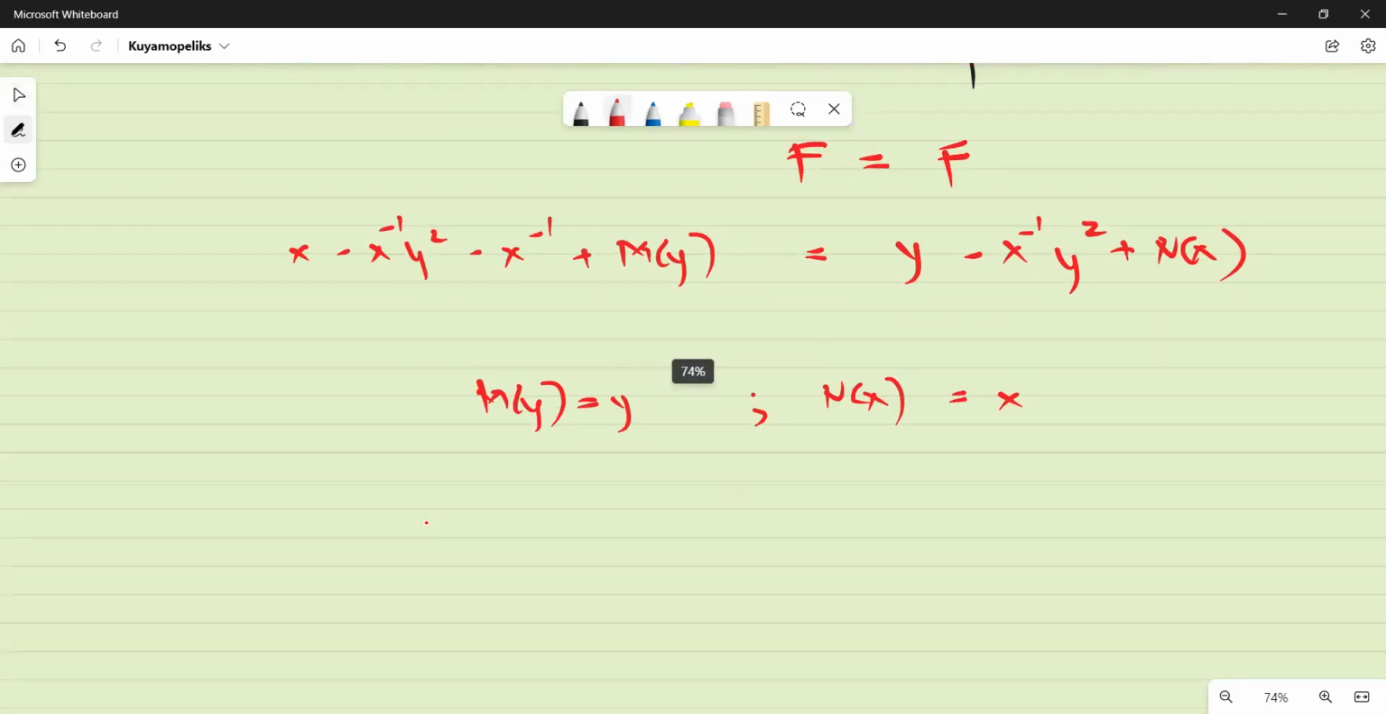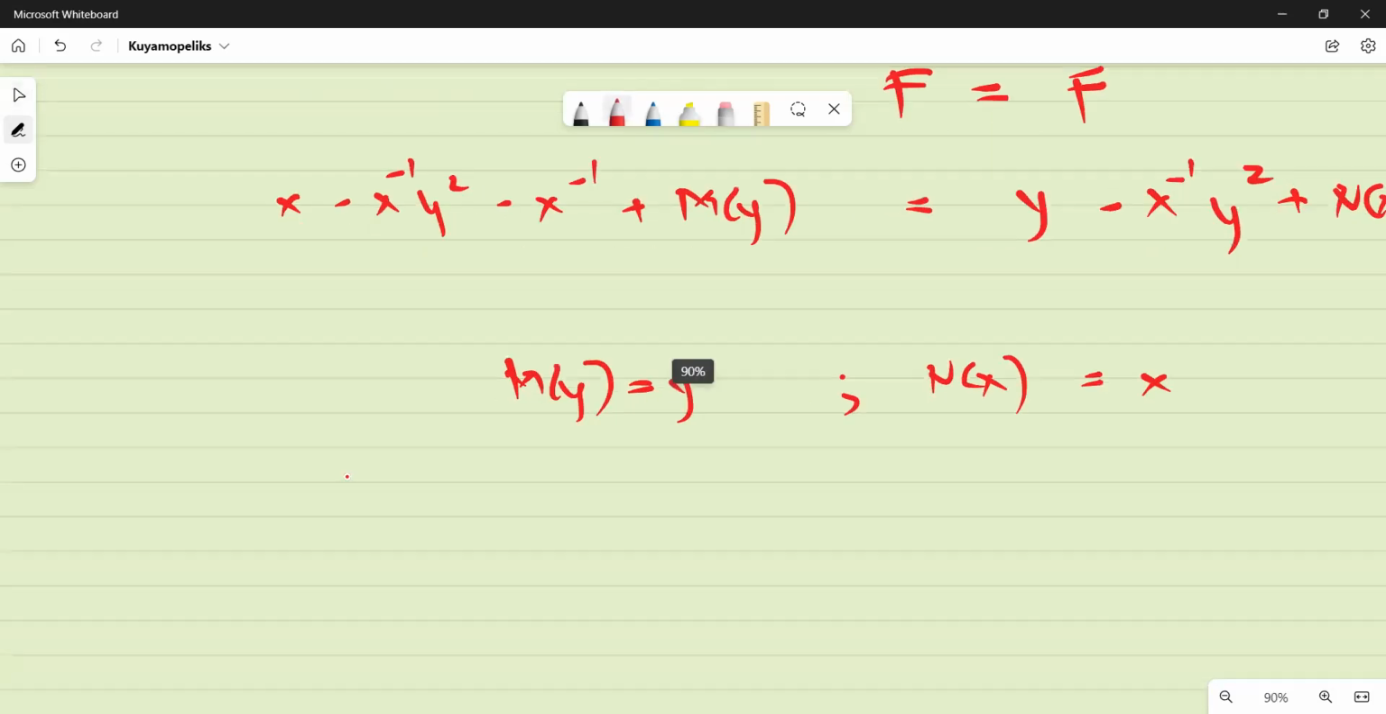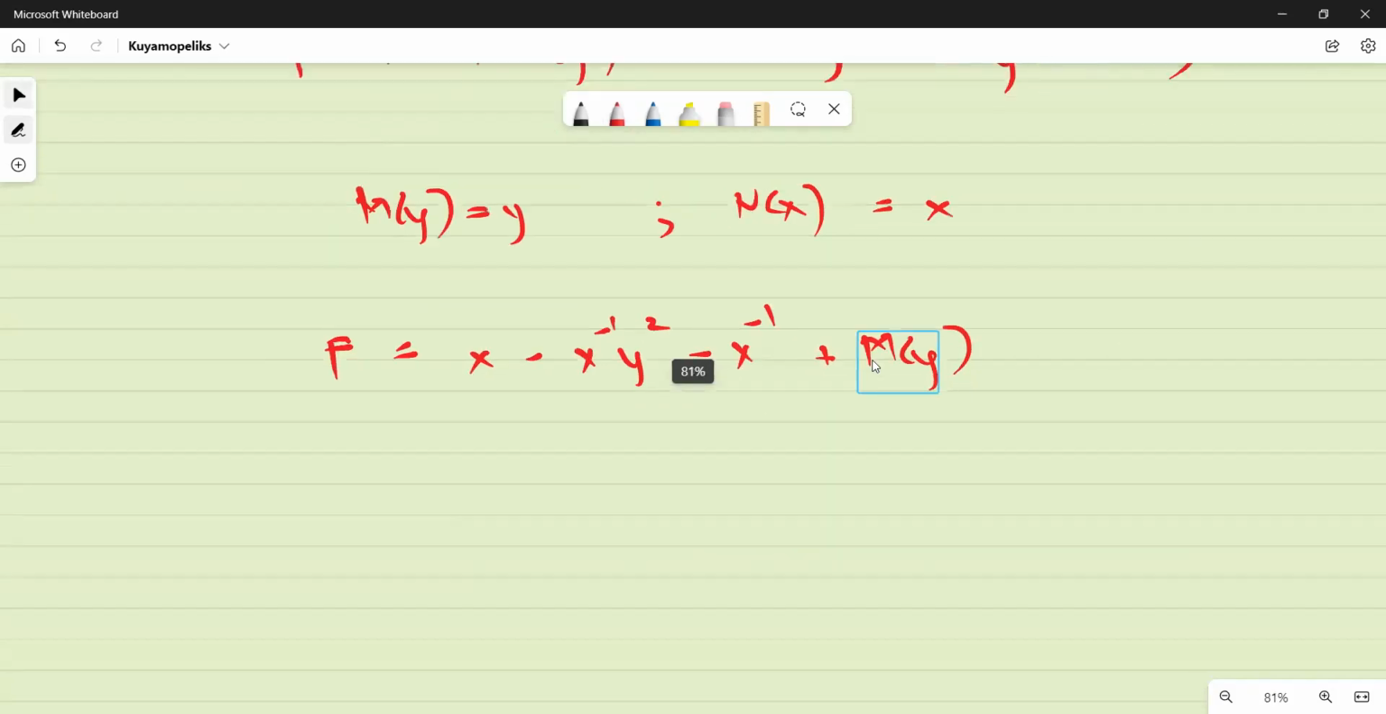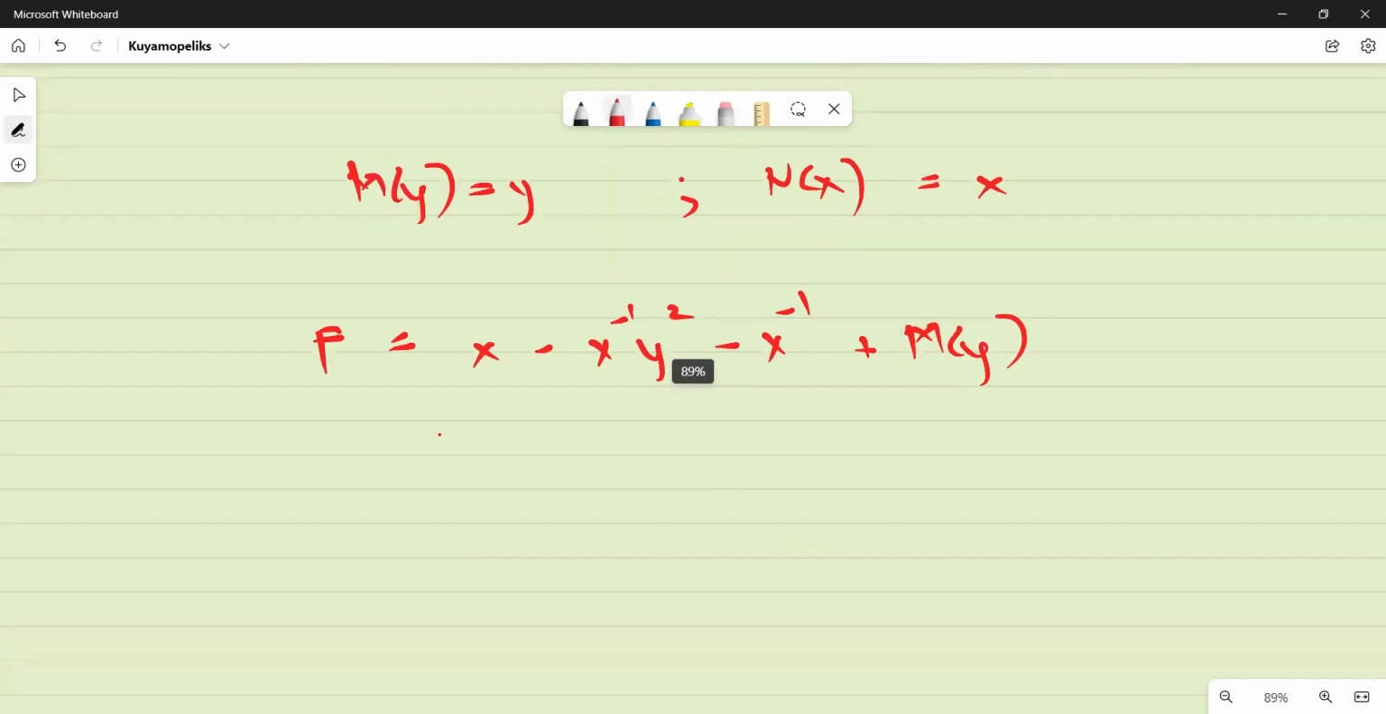Any f will do. So I'll just use this f, the one on our left side. So if our f is equal to x minus x negative 1, y squared minus x negative 1 plus m of y, but my value of m of y is equal to y, I just put that in. x minus x negative 1, y squared minus x negative 1, plus y. And don't forget, to make it a general solution, it is equal to c.